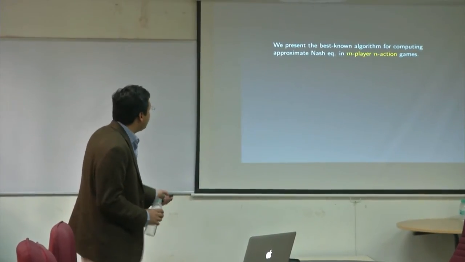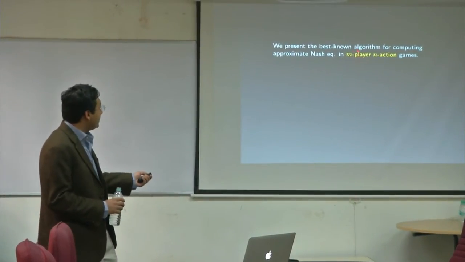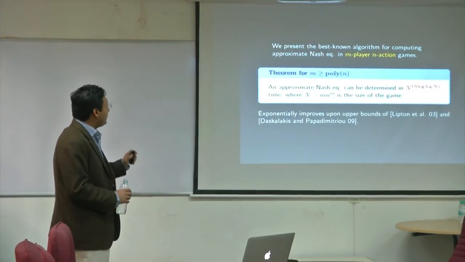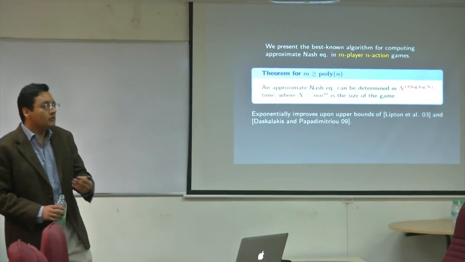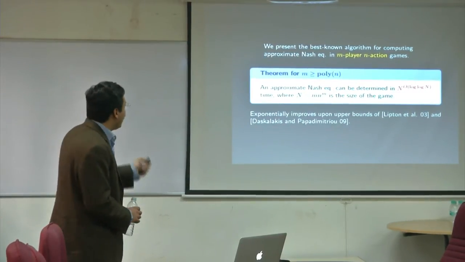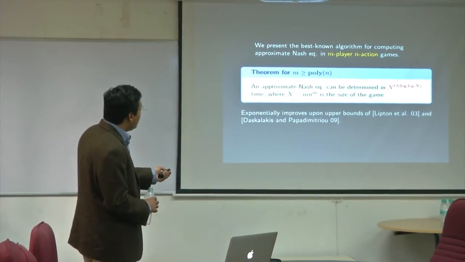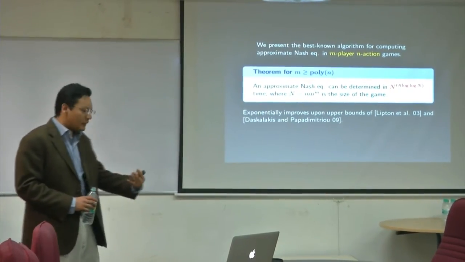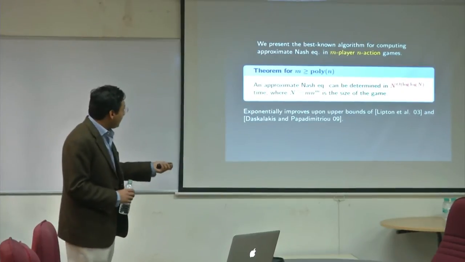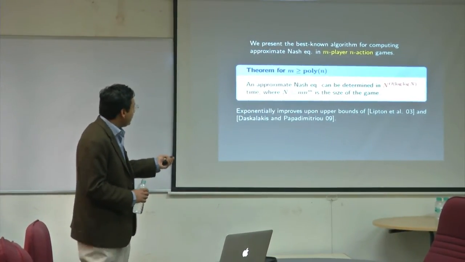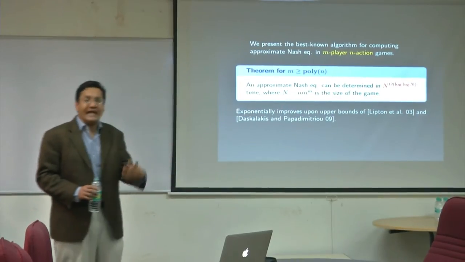Specifically, we consider games where we have m players and n actions, so m is greater than or equal to 2, and we give the state of the art algorithm, the best known result for computing the approximate Nash equilibria, for the case when the number of players is comparable to the number of actions of each player. And the running time of our algorithm is capital N to the log log capital N, where capital N is the input size of such a game.